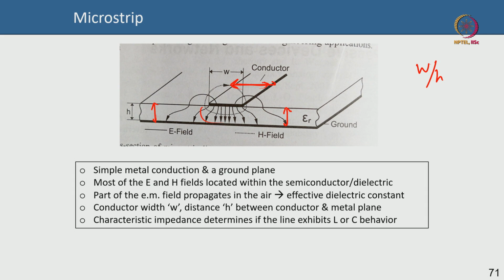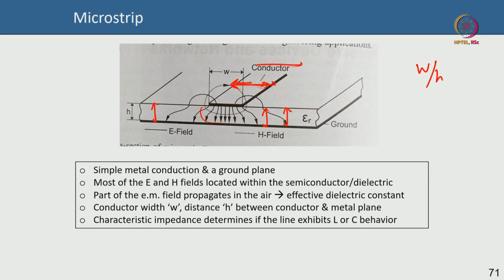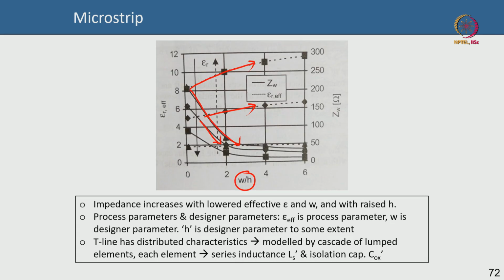Whereas if you thin down the conductor and thicken the substrate, then there will be a lot of fringing, of course, and what you end up having is a lower effective dielectric constant. And this trend is opposite to that of characteristic impedance. The characteristic impedance decreases when your W by H ratio increases. So if your conductor becomes wider and your substrate becomes thinner, then your characteristic impedance decreases.